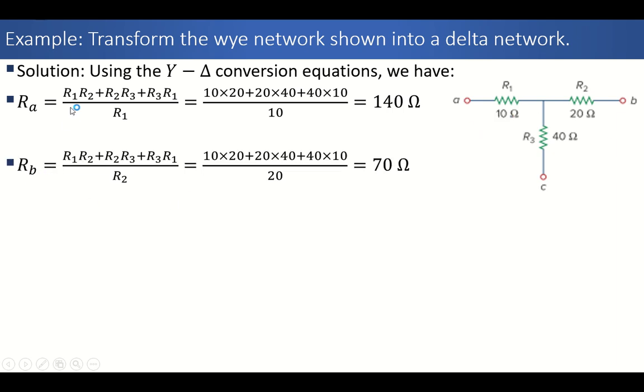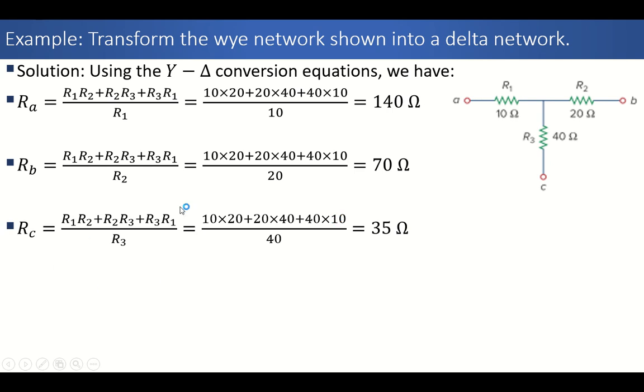Similarly, for RB the numerator will be the same, only the denominator changes, depending on the value you are computing. Since we are computing RB, the denominator will be equal to R2. So this whole thing divided by 20 gives 70. Similarly, for RC, this whole thing is divided by R3. In this case R3 is 40, so divided by 40, this will be 35 ohms. So this will be the equivalent network with the computed values of RA, RB and RC. Using this technique, we can simplify a complicated looking circuit into a simplified circuit.